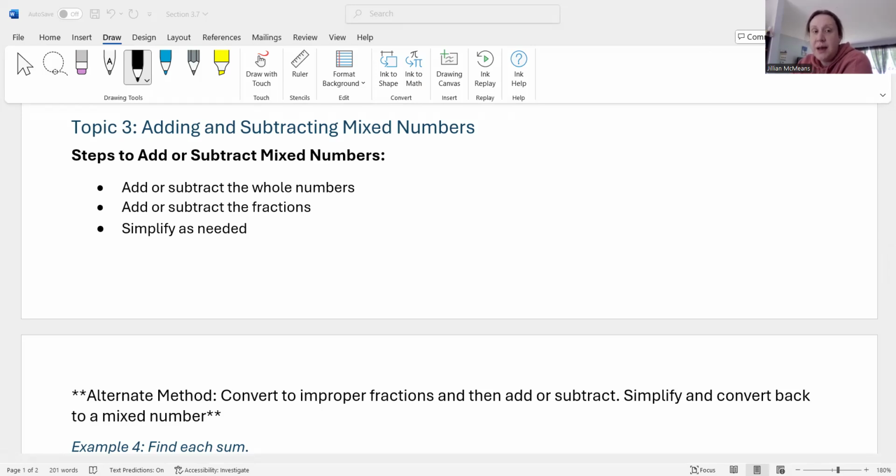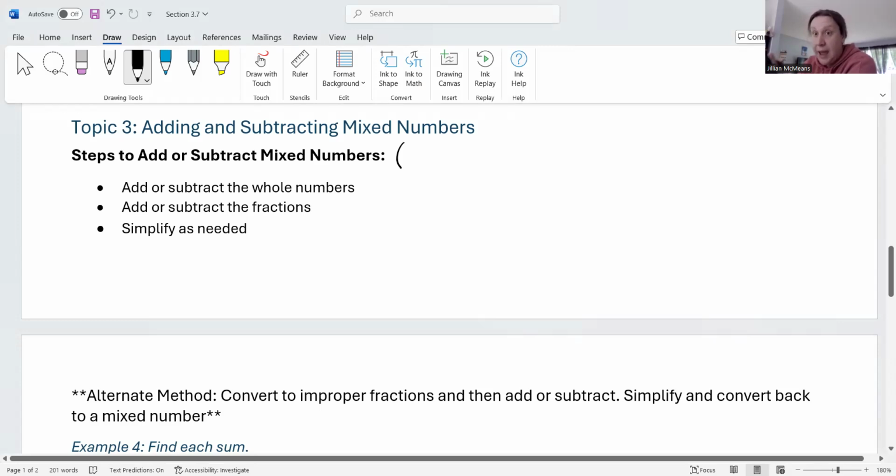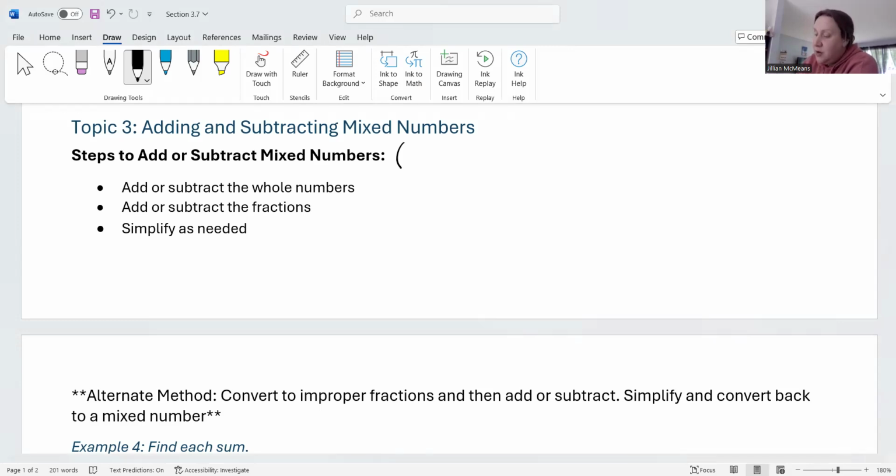Okay, so when it comes to adding and subtracting mixed numbers, I prefer to add or subtract the whole numbers and then add or subtract the fractions and then do some simplifying as needed. So with this situation, like when we were multiplying and dividing mixed numbers, we have to convert them to improper fractions. Here you have the option to leave these as mixed numbers. And even though there are some weird oddities about this, I think this ends up being easier in some cases. Okay, so we add or subtract the whole numbers, we add or subtract the fractions, and then we do some tweaking and simplifying as needed.